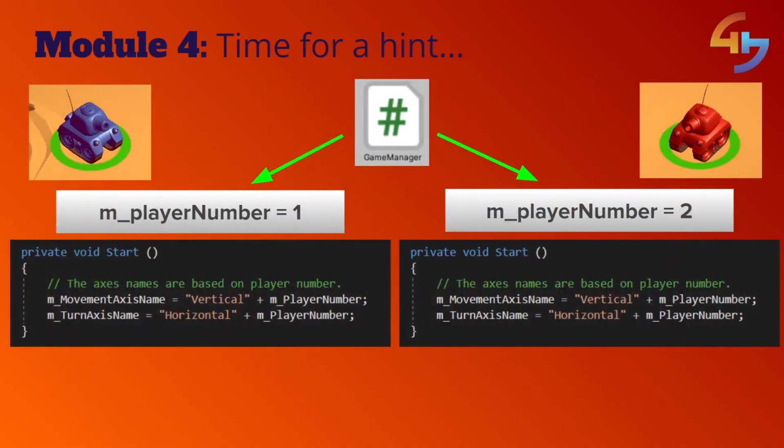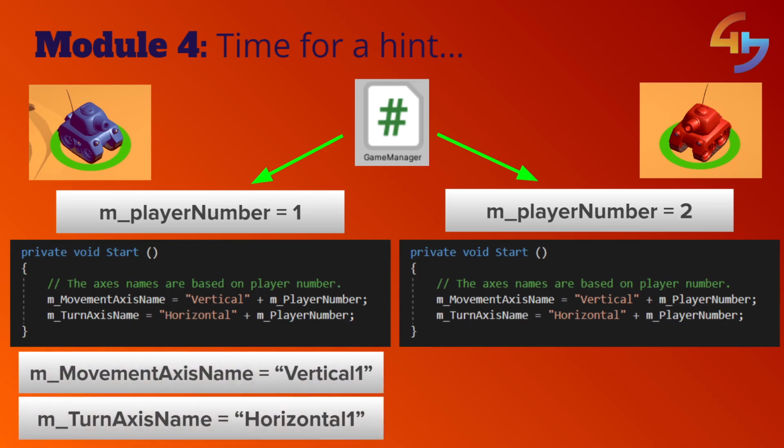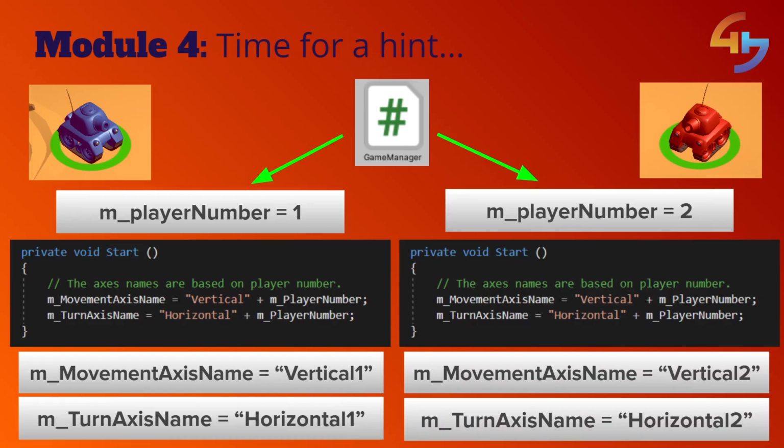Well, this is where those variables I mentioned earlier come in handy. Thanks to the Tank Manager script that assigned separate numbers to the player number variable for each instance of our tank movement script, we have variables that can access the axes for both player 1 and player 2. For the instance of our script attached to player 1's tank, the variables m_MovementAxisName and m_TurnAxisName are holding strings that read Horizontal1 and Vertical1. And for the instance of our script attached to player 2's tank, those instances of our variables are holding strings that read Horizontal2 and Vertical2.